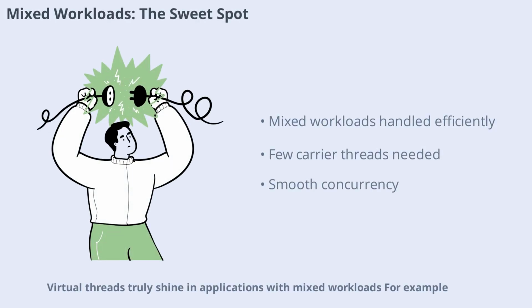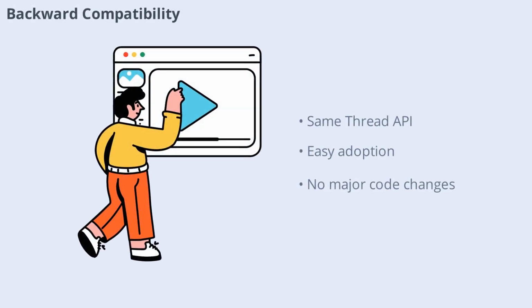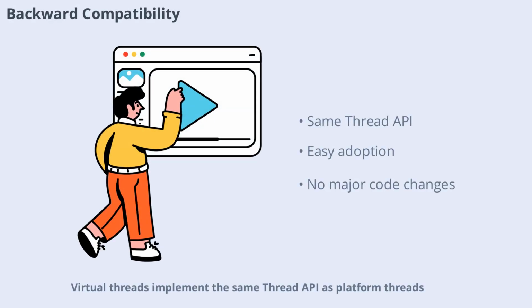For example, handling 50,000 concurrent user requests involving authentication, data fetching, and API calls can be efficiently managed with just a few carrier threads. Platform threads would require massive memory or batch processing, but virtual threads handle everything smoothly and efficiently. Virtual threads implement the same thread API as platform threads.